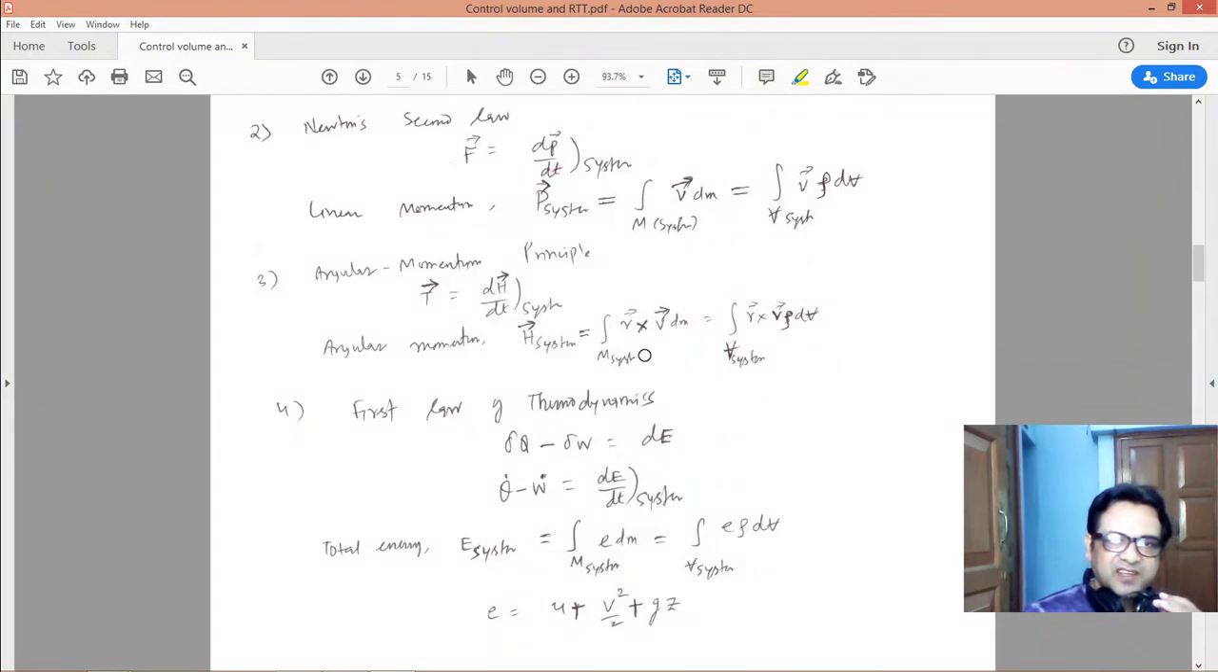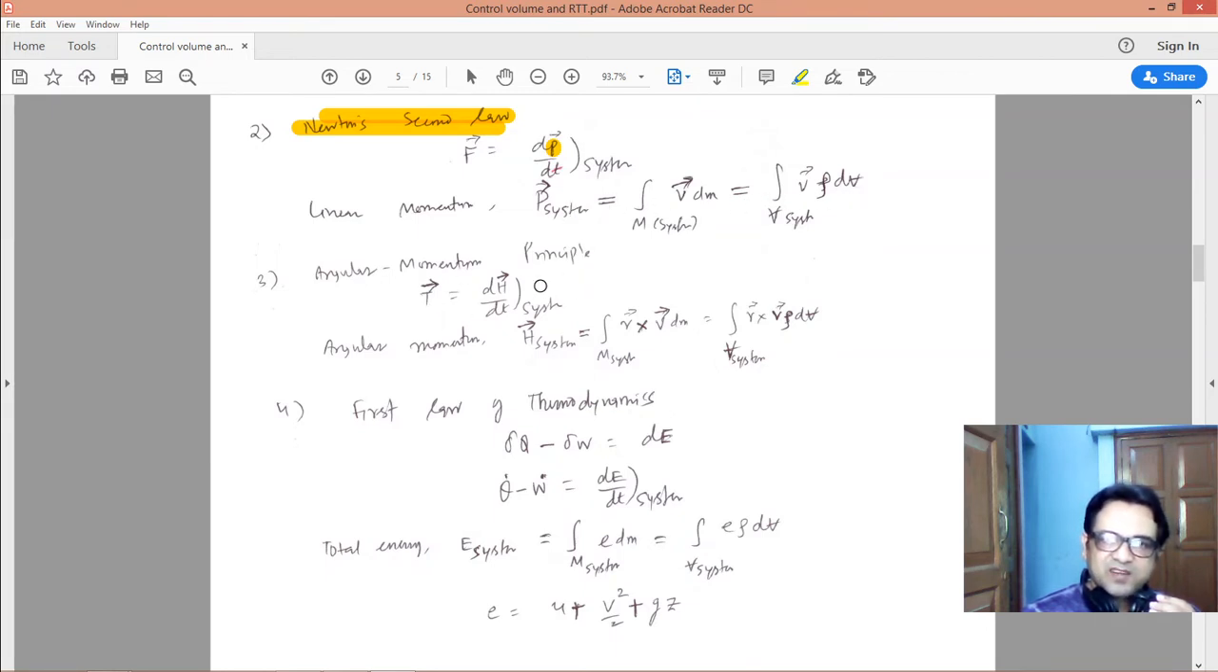Similarly, the second physical law is Newton's second law of motion. It is applicable for a solid motion as well as for a fluid motion. It states that the applied force is equal to the rate of change of the linear momentum. P is the linear momentum. How can you find the linear momentum? By integration of the velocity vector with the small masses. So V multiplied by rho dV will give you the linear momentum.